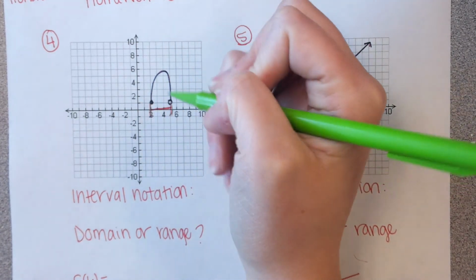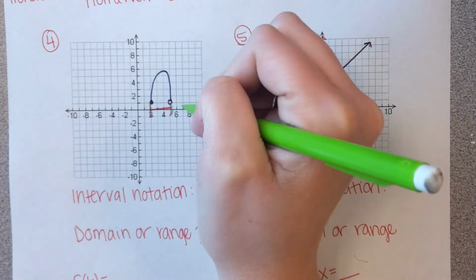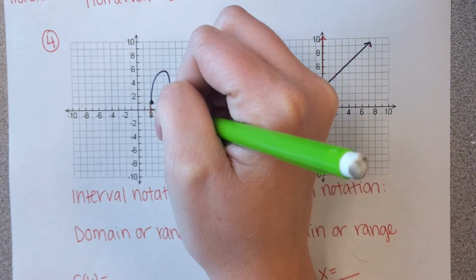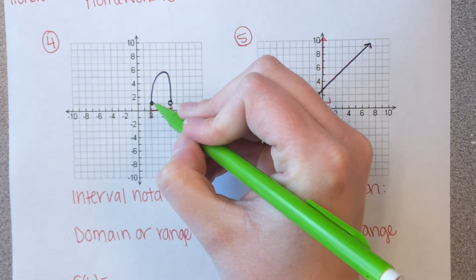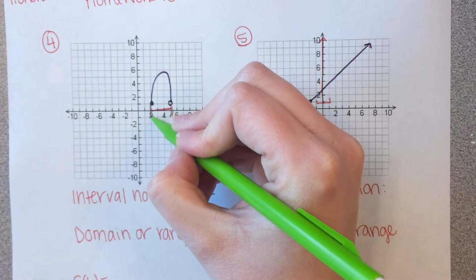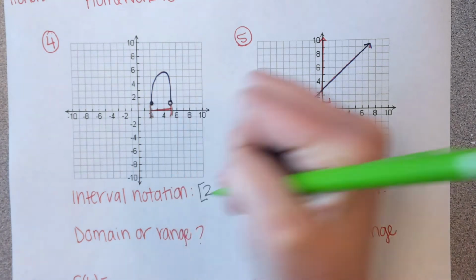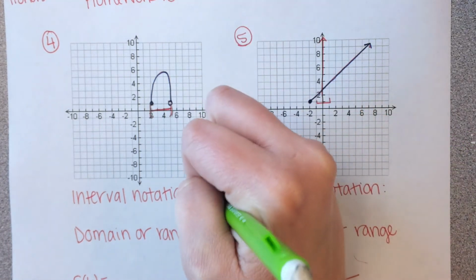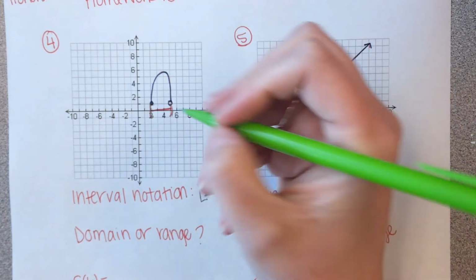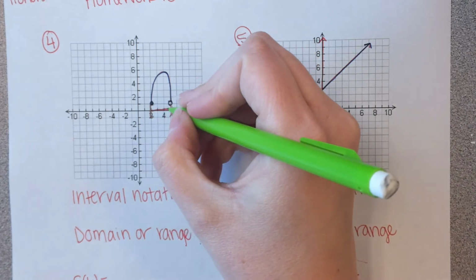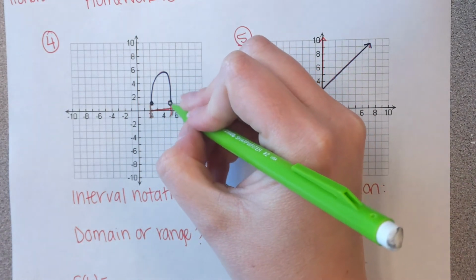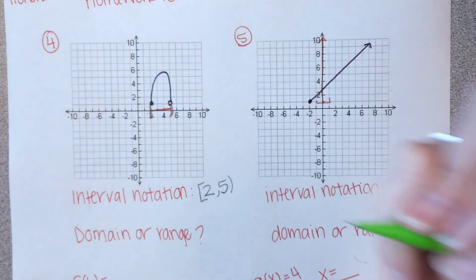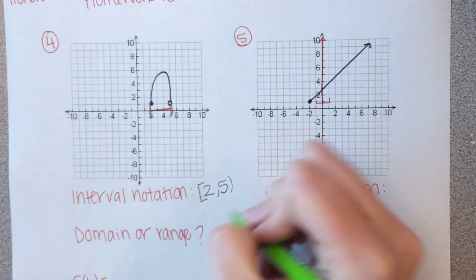We're on the x-axis, so we go from left to right. So we start at 2, so I'm going to go ahead and put a 2. That's a closed circle, so I'm going to put a bracket because it's closed, it's included. We separate the numbers with a comma, and we're going all the way to 5. Now, 5 has an open circle, and we finish it off with parentheses. So there's our interval notation.